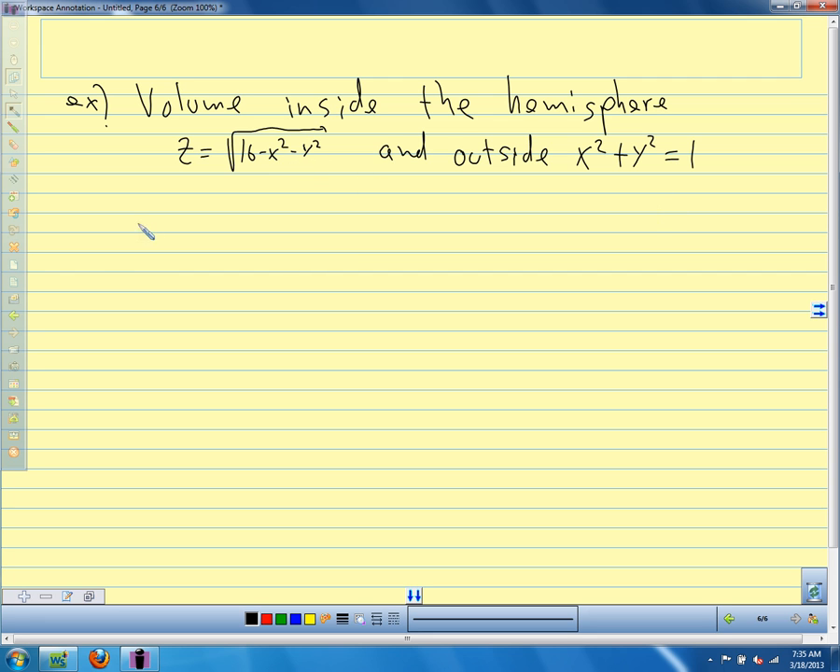So if I make a quick sketch of this region, and I'm just going to sketch it in the first octant. So there's our hemisphere.